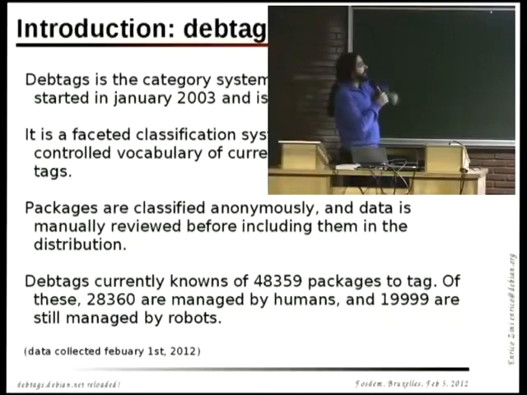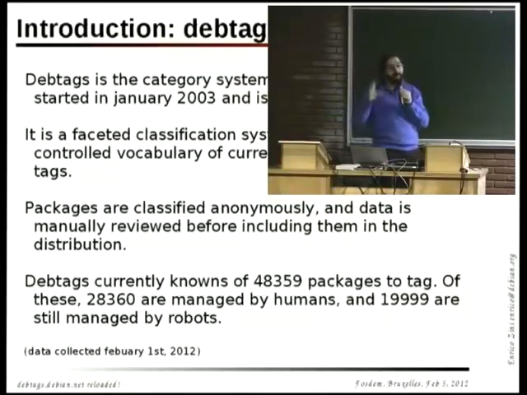So debtags is the category system for Debian packages, about 9 years old now. It's faceted classification, which means that categories are grouped in facets, which are like groups of categories, and each facet is homogeneous. All the categories in a facet represent the same kind of concept.